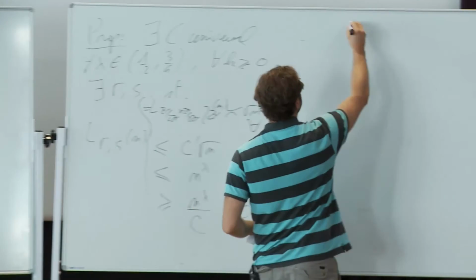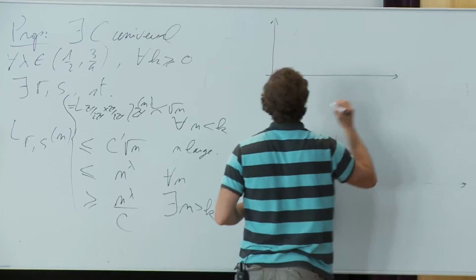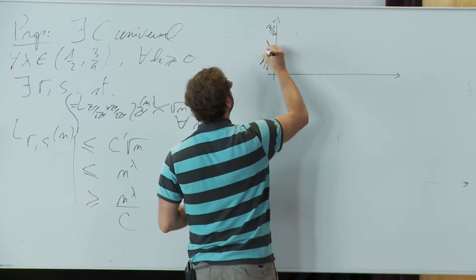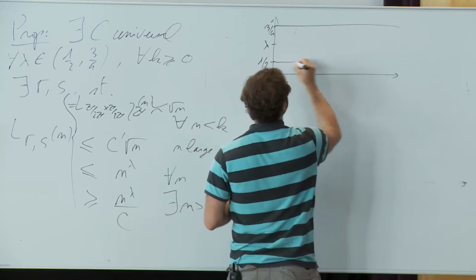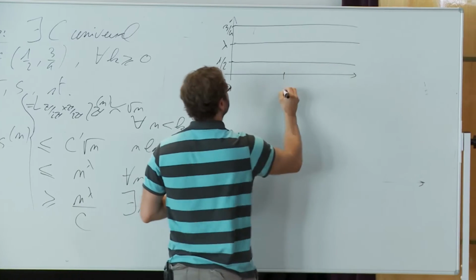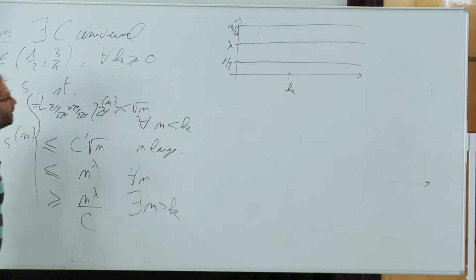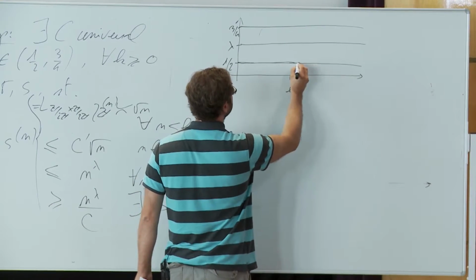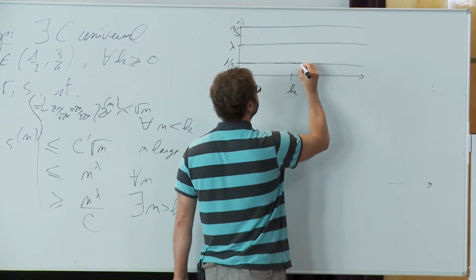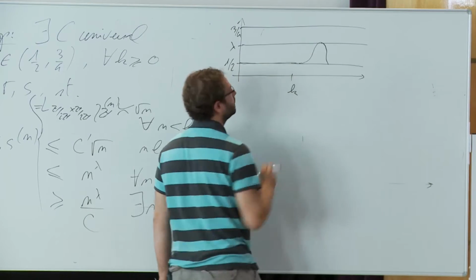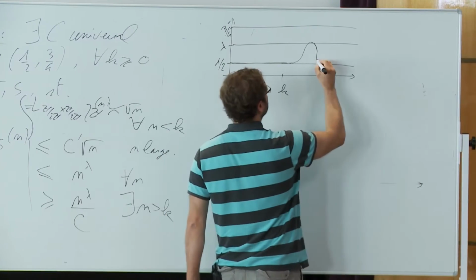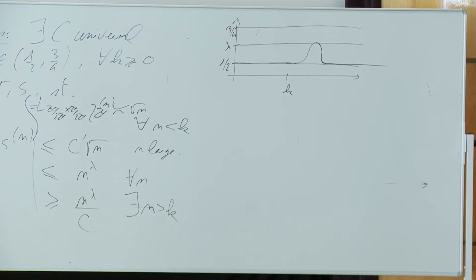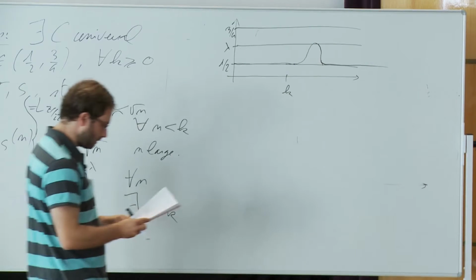So the picture is, okay, there is 3/4, 1/2, lambda. And now I have a parameter k here. And the speed function should look like square root of n until time k. Then after time k, it should bump and hit lambda. And then at long time, this should be like root n. Right? This is exactly the speed function that I want.